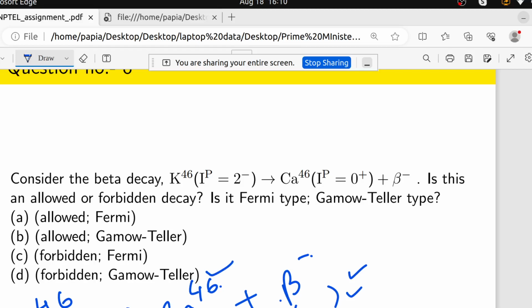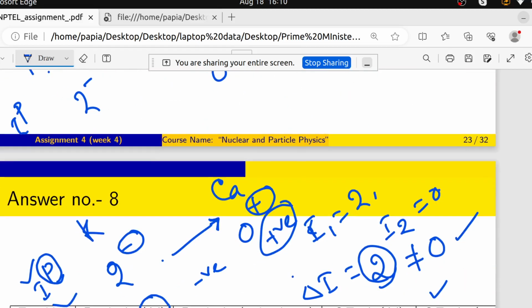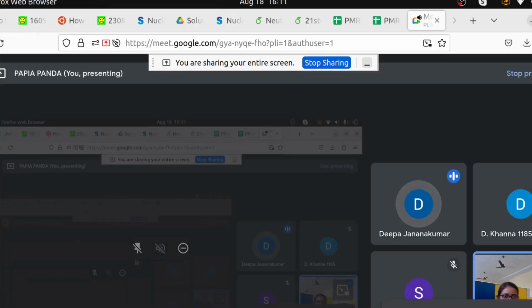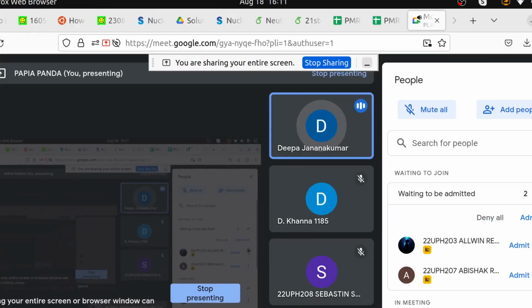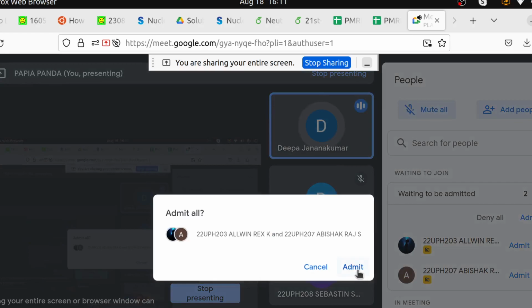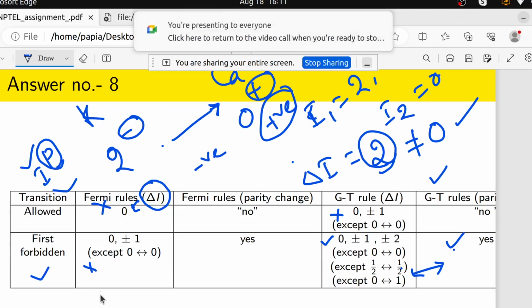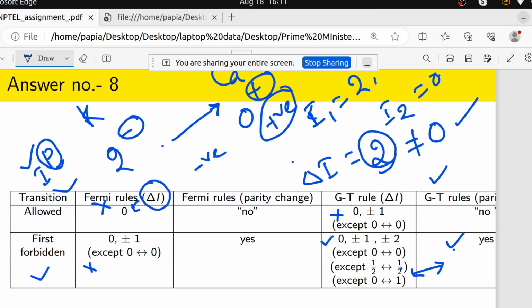Fine? Ma'am, a small doubt. Yes. Ma'am, suppose the initial state was 3 plus and the final state was 0 plus, then in that case delta I will be 3. So according to this table, in which kind of transition will it be, ma'am? Okay, just a minute.